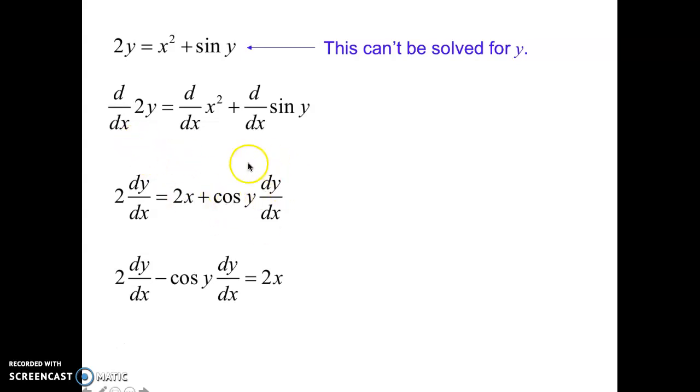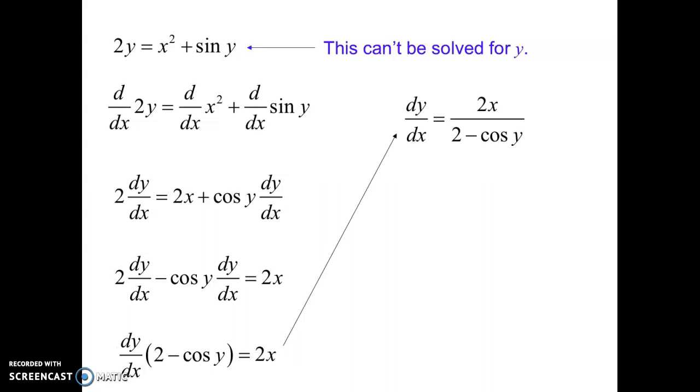So I gathered this piece, which has a dy dx in it, to this side of the expression. And then I factor that like GCF out. And again, solving for dy dx, getting it by itself. We get an expression now for the derivative of y with respect to x of this implicit function, this function that cannot be solved for y.